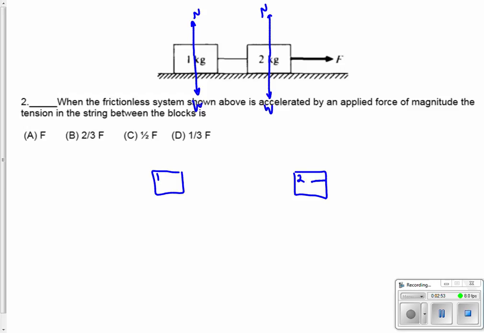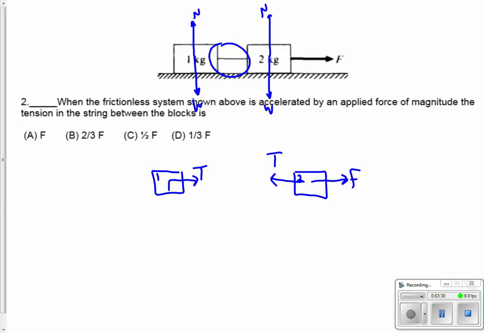So on the first block, I'm told that I have a force F acting to the right. Well, I also have a string in the middle, and there's a force of tension in that string. Remember, you cannot push a string. So that tension is the same everywhere in the string, but it always pulls. So I have tension pulling to the left on the 2 kilogram block, but then I have the same tension pulling to the right on the 1 kilogram block. And again, there's no friction, so the only force on the 1 kilogram block is just that force of tension.